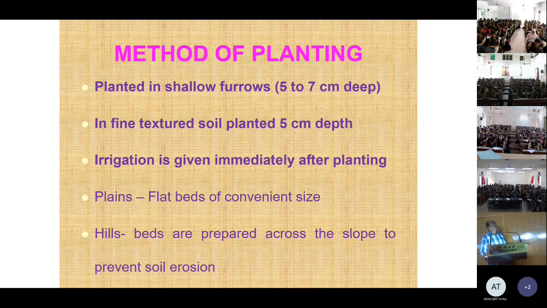The tubers are planted in shallow furrows, 5 to 7 centimeter deep. If fine textured soil is there, the depth is somewhat less, only 5 centimeter is enough. Irrigation is given immediately after planting. In plains, plot beds of convenient sizes are used, and in hills, the beds are prepared across the slope because of soil erosion. We have to prepare the bed across the slope. Next.